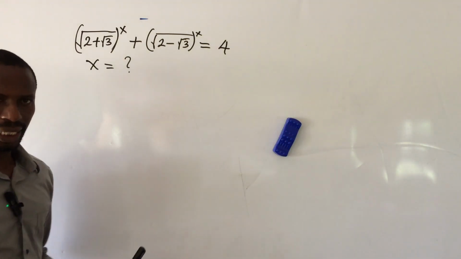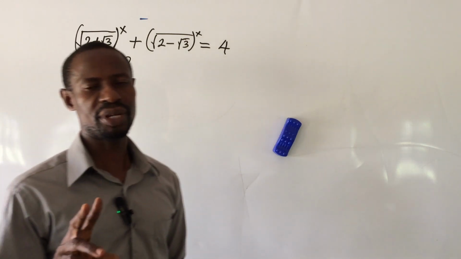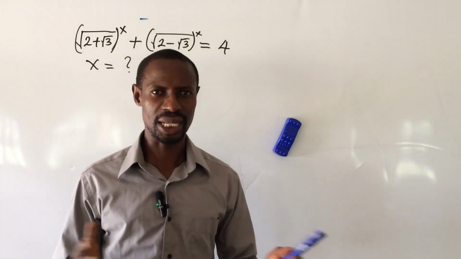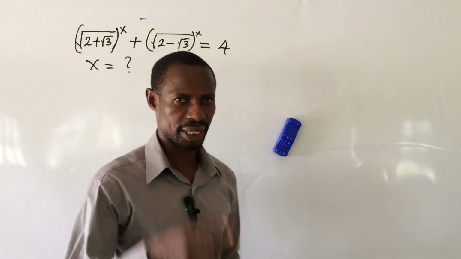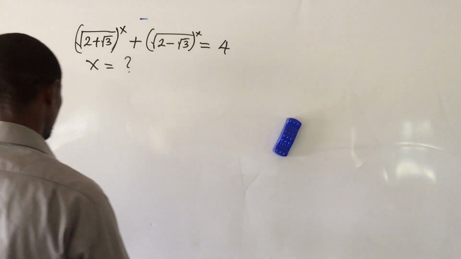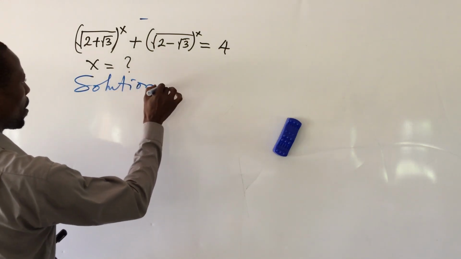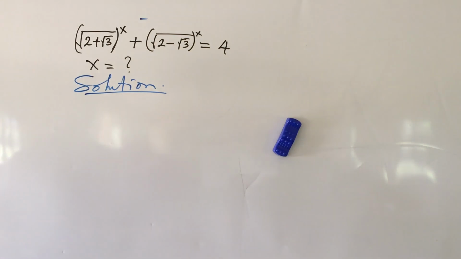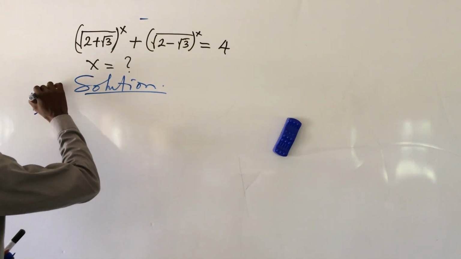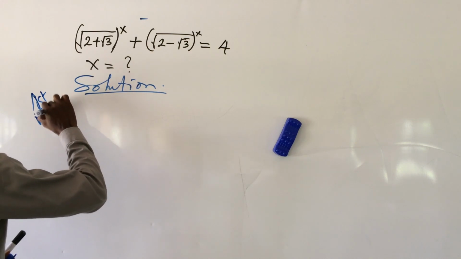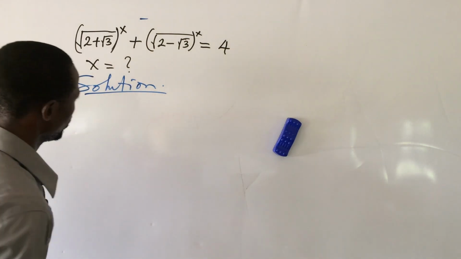Now, in this question, I'm going to use two methods. Then you consider and choose the one you feel is best to use. So we take our solution. Now, in our solution, we take the first method. Let's take the first method.